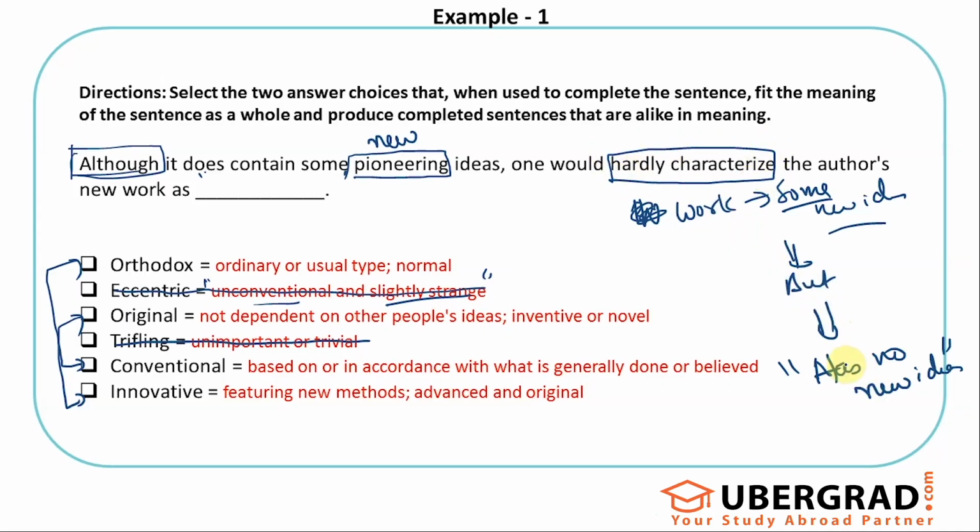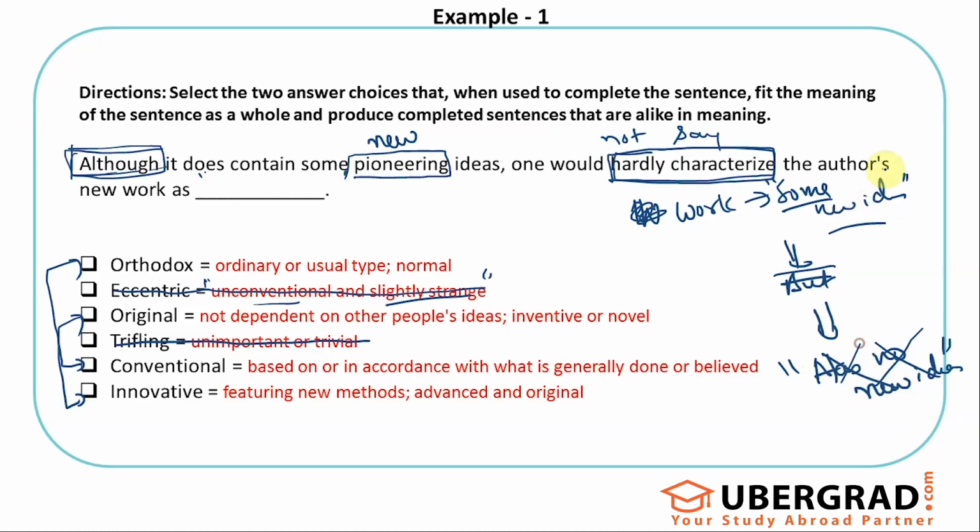Not but, here we have although, right? Although is one pivot, but here you also see the words hardly characterize. What does that mean? One would call the author's new work as something is one thing, but one would hardly characterize is basically saying one would not call, or one would not say the author's new work as something. So although is one negative and this is also one negative. So the word that should be here is something that is similar to the new ideas or new stuff. Are you getting what I'm saying?